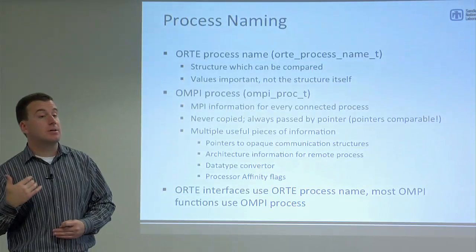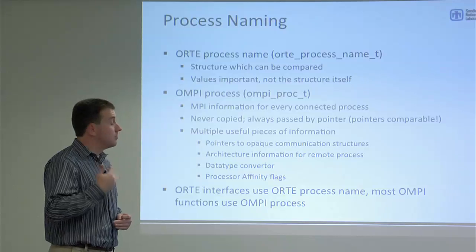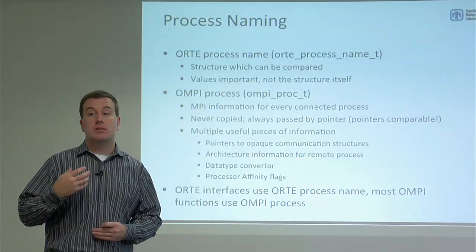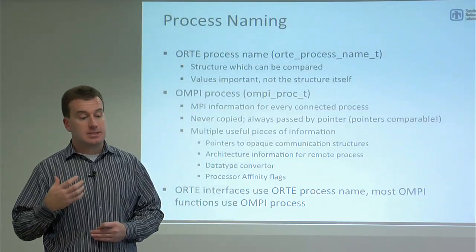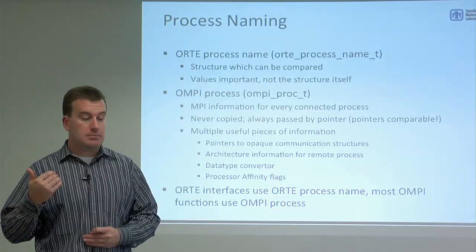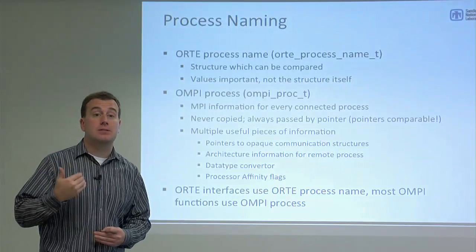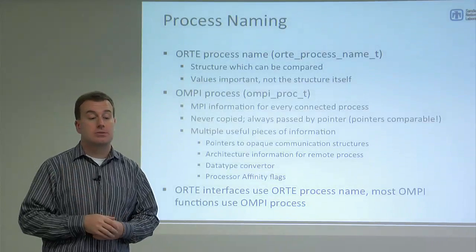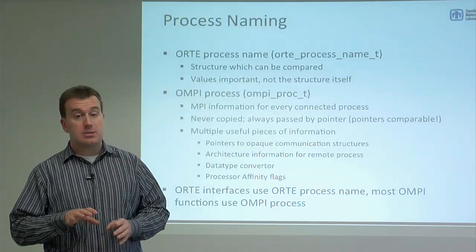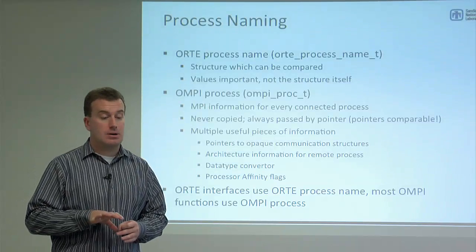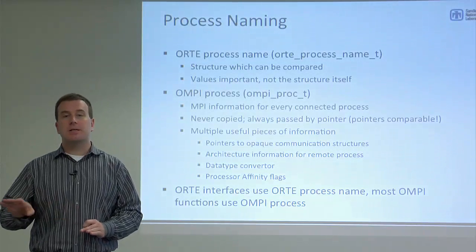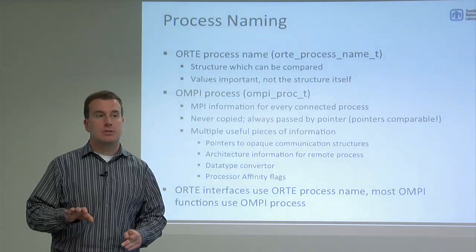For that, we have what we call the MPI Proc T, or the MPI process. The MPI process stores a lot of information from an MPI standpoint, including for every connected process. That means any process that can communicate with each other will have a peer's MPI Proc T. These are never copied. They are always passed by pointers. The pointers are comparable, but you never make a copy of the actual structure.